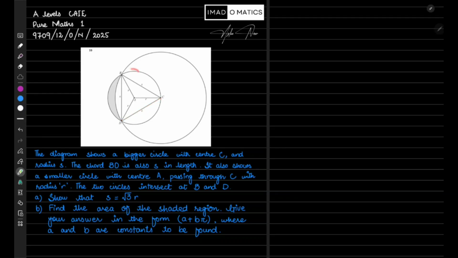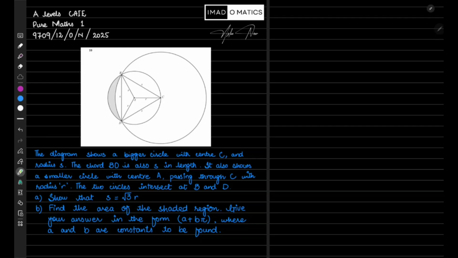It also shows a smaller circle. Now they are talking about the smaller circle with center A passing through C, also the center of the bigger circle, and it has a radius R. The two circles intersect at points B and D. We need to show that S equals root 3 R.